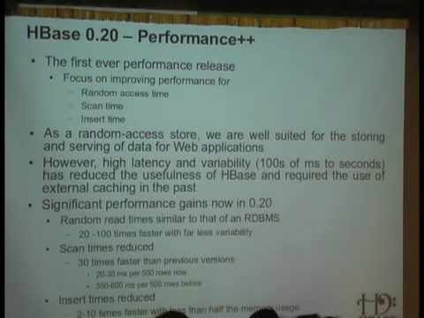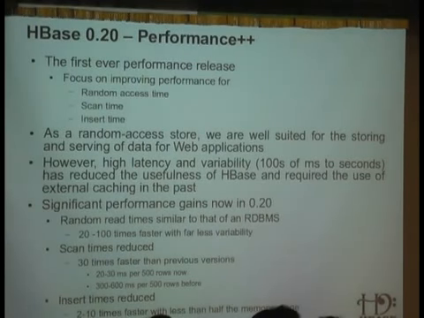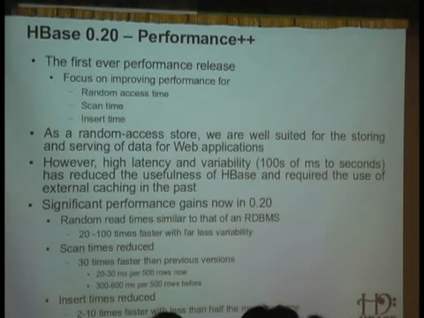For prior releases, 0.19, some of you may be familiar with, had good random access time sometimes, but unfortunately high latency and variability in other cases. Now that has changed. There are now significant performance gains due to the re-architecture for this release. Our random reads are similar to, say, MySQL. About 20 to 100 times faster than our previous releases, with far less variability than before.